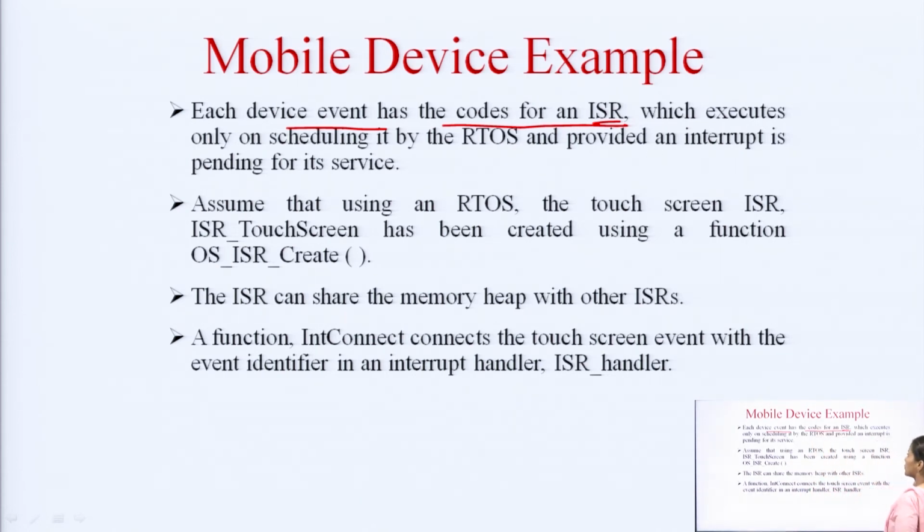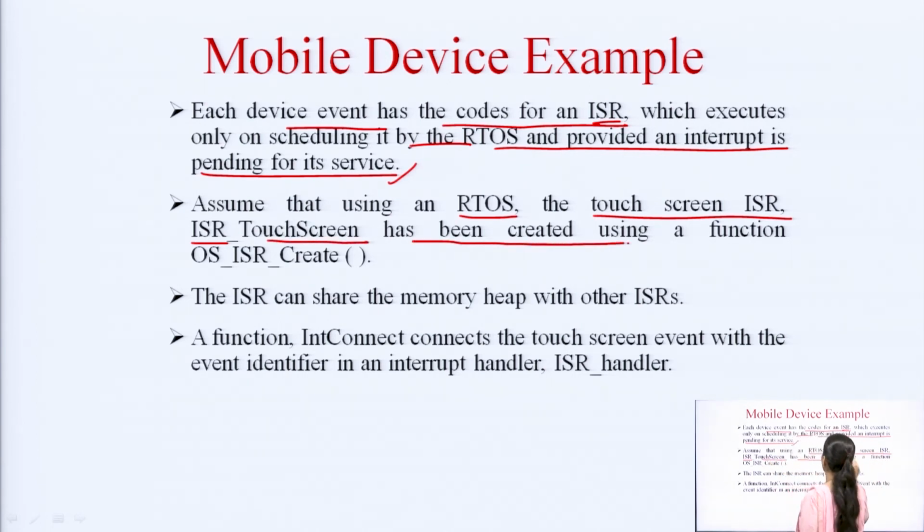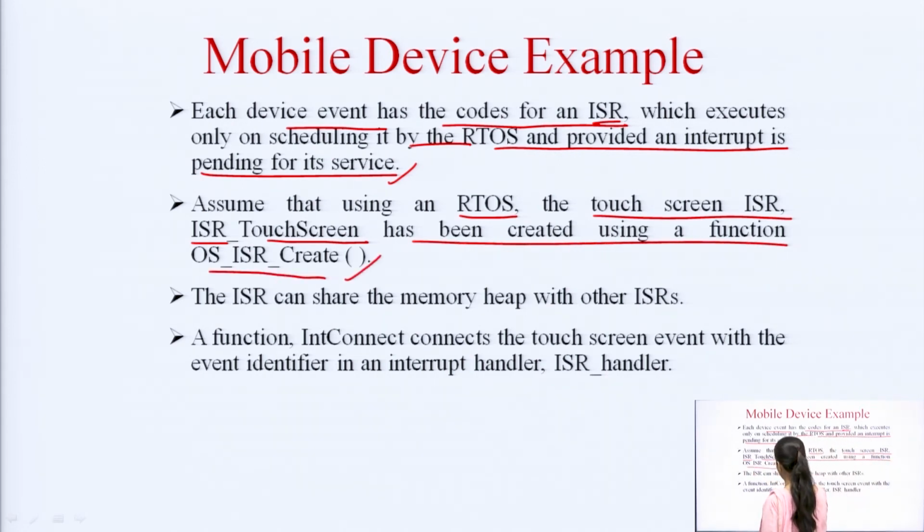Each device event has the codes for the interrupt service routine which executes only on scheduling it by the RTOS and provided an interrupt is pending for its service. Now, we will assume that using an RTOS, the touch screen interrupt service routine, this is just an interrupt that we are touching the screen, trying to open some icon, this is an interrupt for the RTOS. So, ISR touch screen, this is an ISR, has been created using a function OS ISR create. The ISR can then share the memory heap with other ISRs.